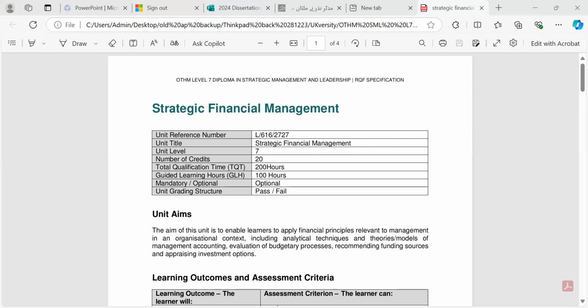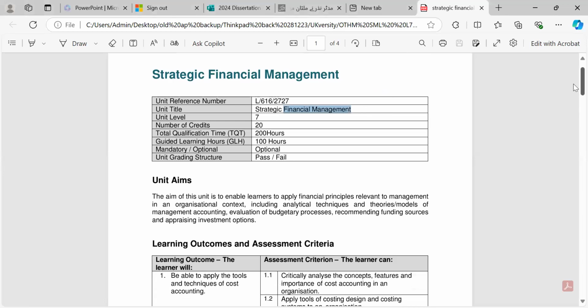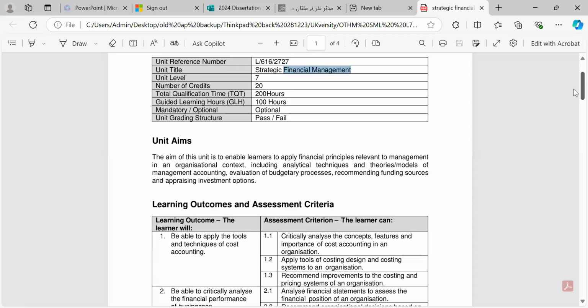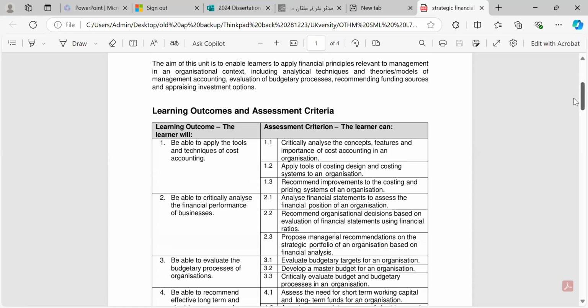So of course, we are doing the OTHM level 7 diploma in strategic management and leadership, and we are doing unit number 7. The unit level is 7, and the unit title is financial management. When we look at financial management, it means all about dealing with money, how you manage your financial resources effectively. Management is a process of designing an environment to achieve your objective. If you're a good manager, you have to think about how you can effectively achieve your objective with less cost, less time, and with good quality.